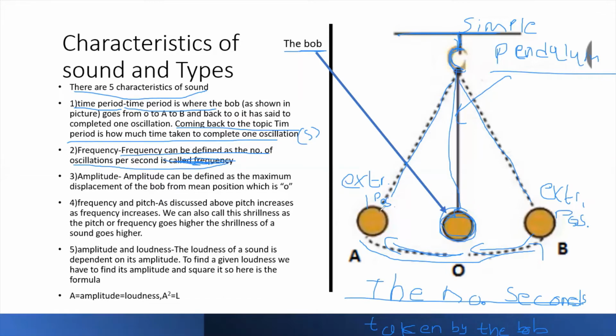And here, look at this picture again. In this picture, if the bob oscillates 80 times, I'm just writing it down, have a frequency.